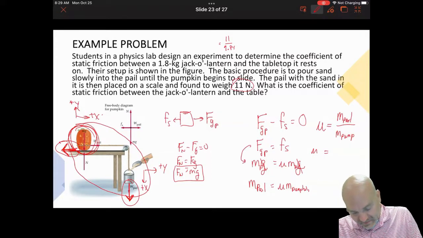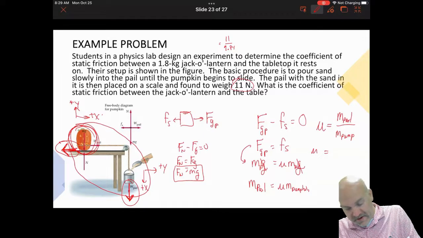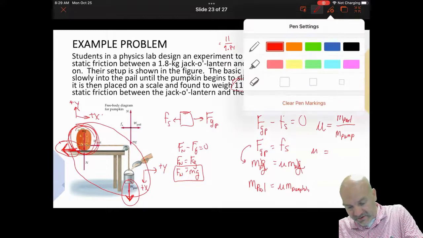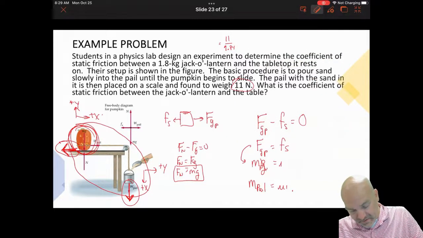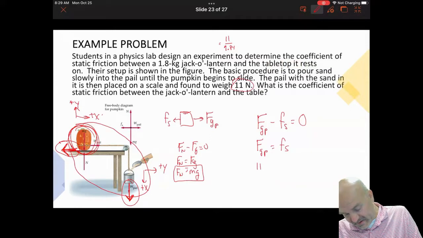Or here's what I can do. So let's not cancel out the g's, right? Because it's going to help me. I can use the equation, or I can use the numbers that are given to me. All right, so let's change this up a little bit. So if I go way back here, I'm going to say the weight of the pail is equal to the mu times the mass of the pumpkin times g.